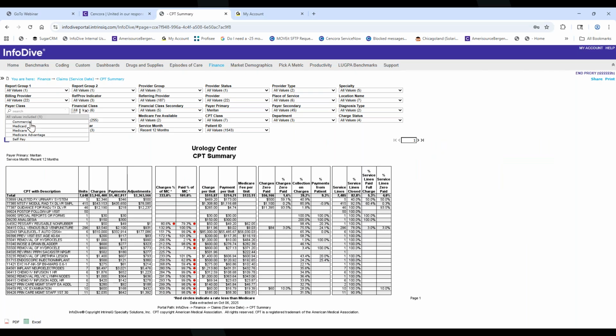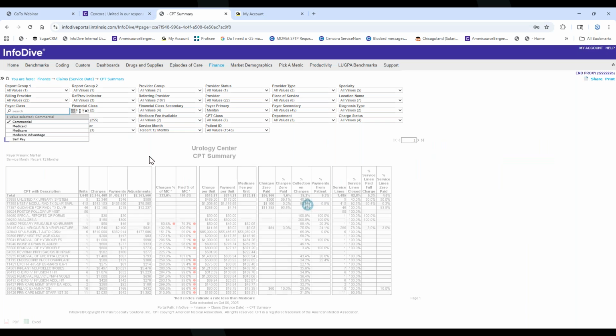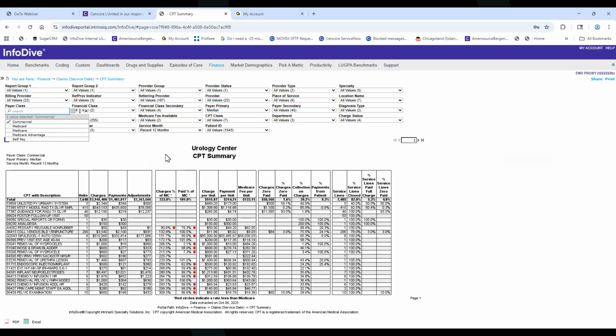So let's filter. I'm going to filter on the commercial class here just to get a little better idea. But what I would do when I look at this is, if I want my fee schedule to be 200% of Medicare, then I would take a look at any one of my plans where my fees were not 200% of Medicare, and I would go and adjust those fee schedules. So even if you're only leaving a little bit of money on the table, every little bit adds up these days.